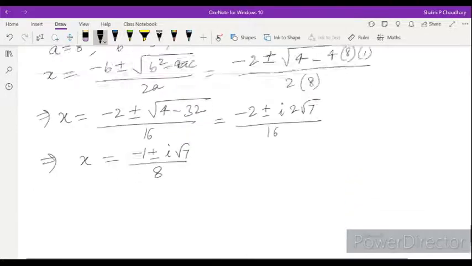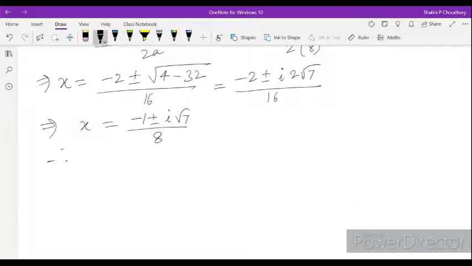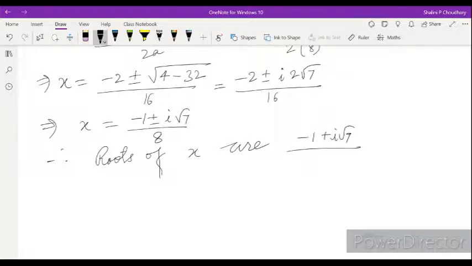So the roots of x are minus 1 plus i root 7, that is square root of 7 i, divided by 8, and minus 1 minus i root 7 divided by 8. So these are the set of solutions.